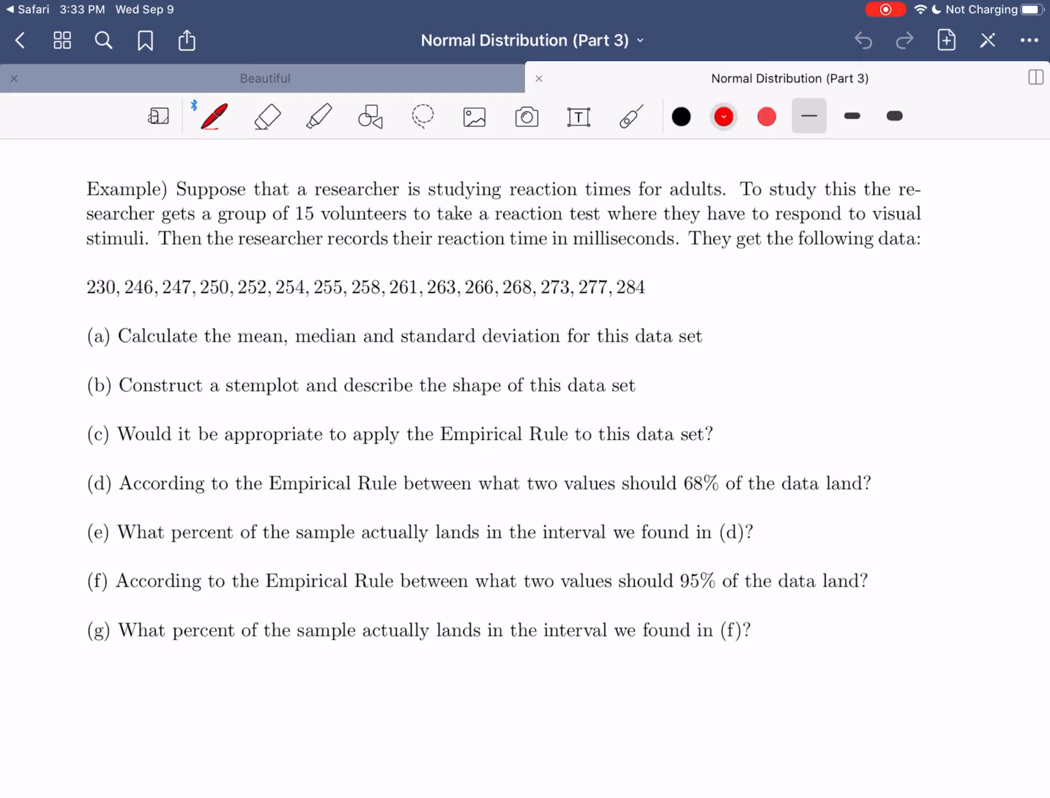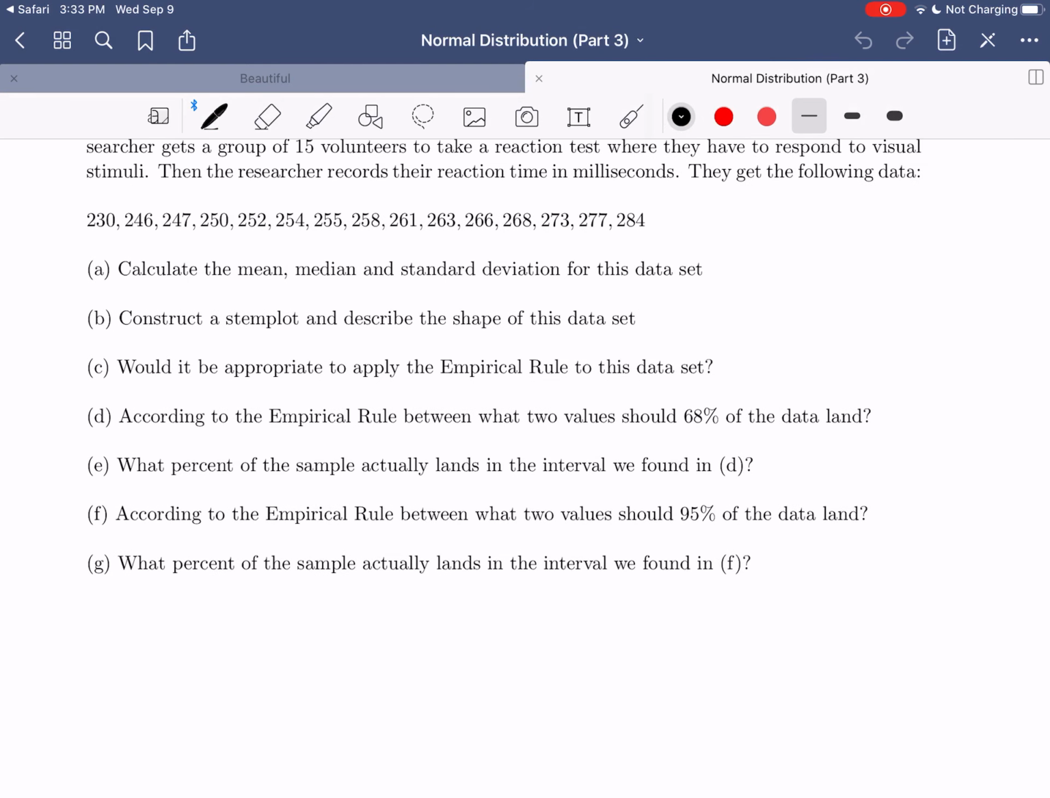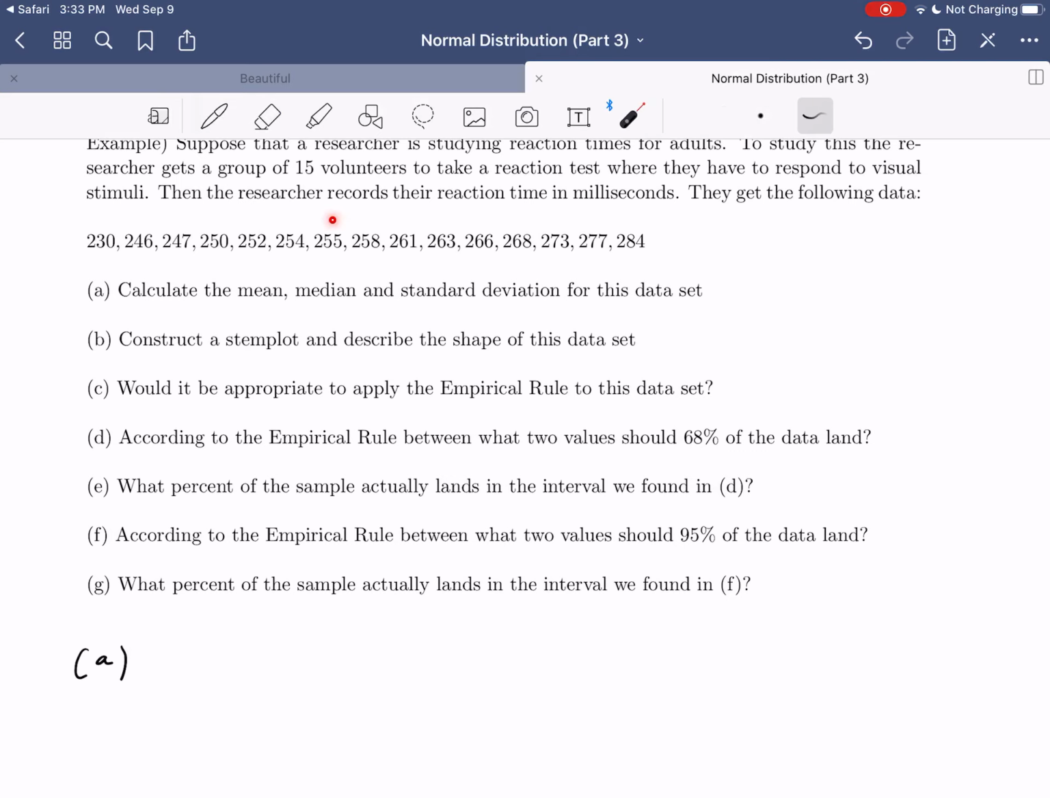So let's start off with getting the mean, median, and standard deviation for this data set. What we'll need to do here is take this data and pop it into our calculator.